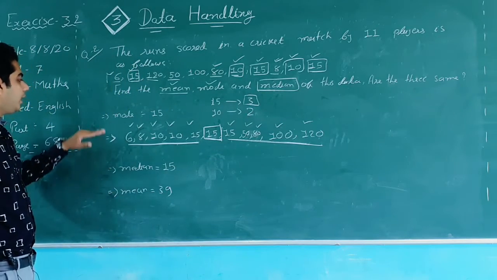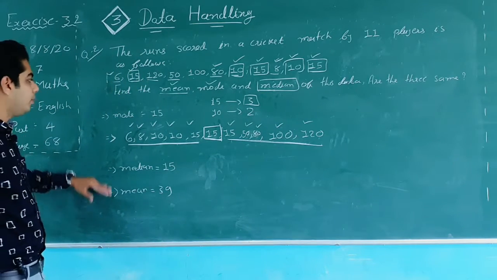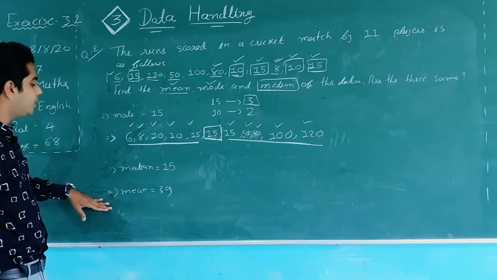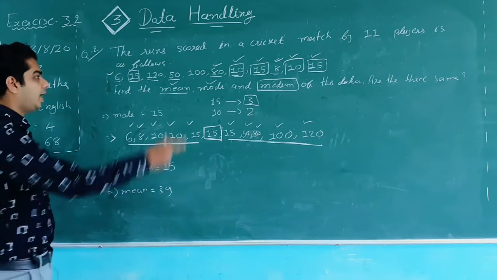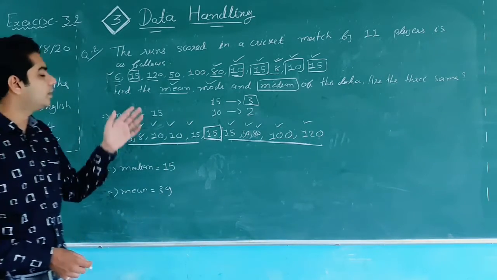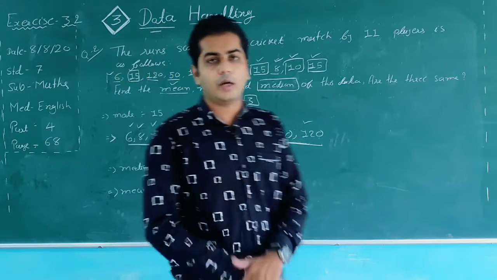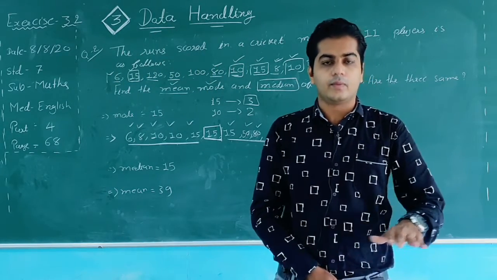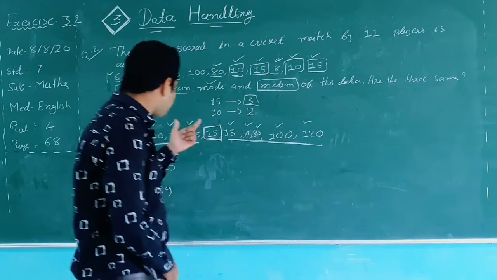Mode, median and mean are not same. You can say that mode and median are same, but mean is not same. So your last answer is no, the three are not same. So this is the question number 2. I hope you guys understand properly. It is very easy question, nothing different or nothing hard in that.